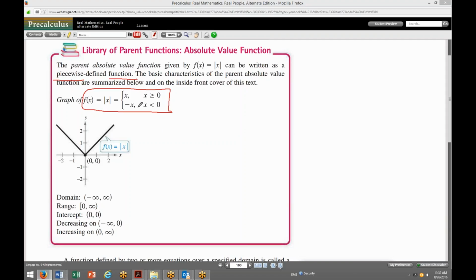You will be working with some piecewise functions as we move along in this course, and just understand that it simply means that for different values of x, y obeys a different rule. In this one, as long as x is positive or equal to 0, the y value is x. If x is a negative number, then the y value is the negative of that negative number. In other words, a positive number.